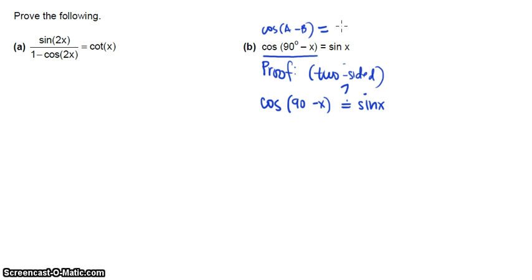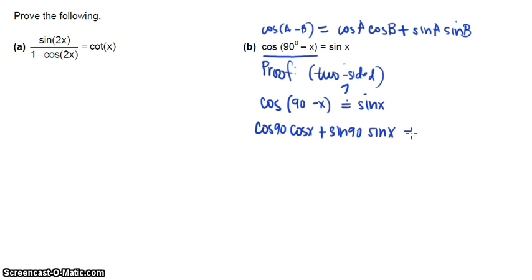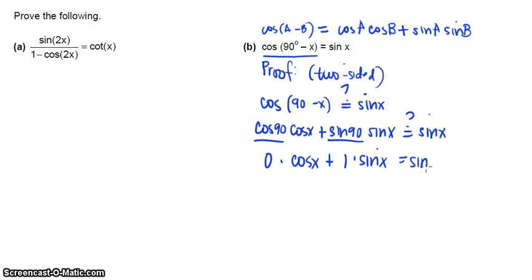As a note, cosine A minus B is cosine A cosine B, and since this is minus, it's the opposite sign, so this is plus sine A sine B. So cosine 90 minus x is equal to cosine 90 cosine x plus sine 90 sine x. We want to show that this is equal to sine x. But we know cosine 90 is equal to 0, so 0 times cosine x. And the value of sine 90 is 1, times sine x, equal to sine x.